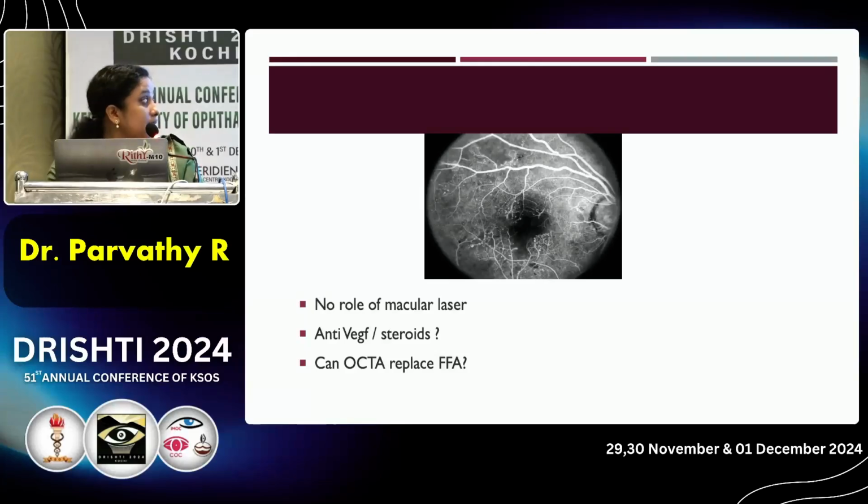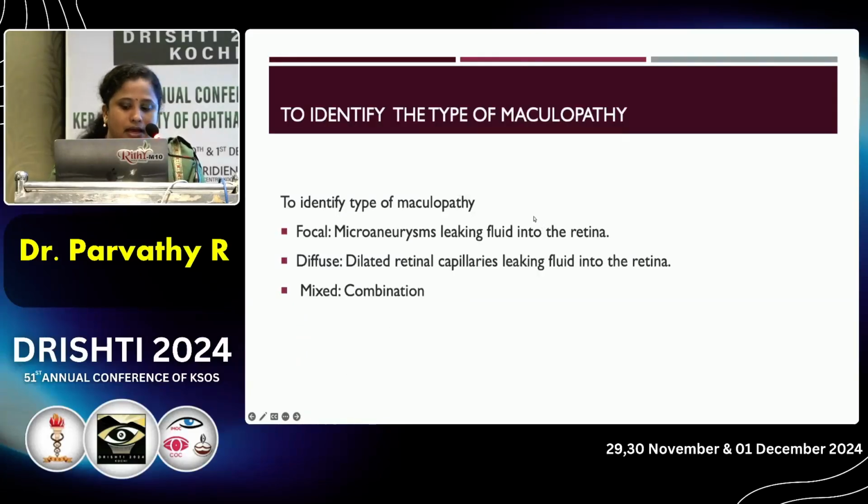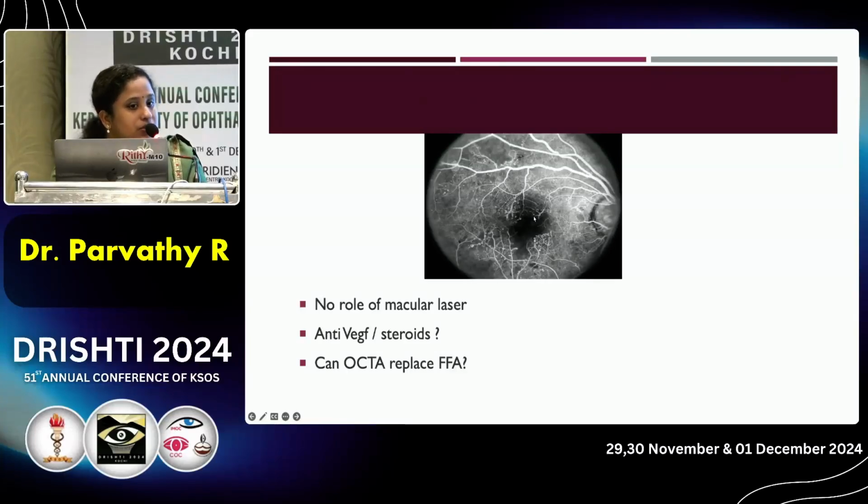And here we can see a case of macular ischemia, and the question is whether there is no role for macular laser in this type of ischemic maculopathy. Whether anti-VEGF and steroids can help, that is questionable. And can OCTA replace FA? Actually, OCTA is a very good tool to identify ischemia. But in case of diabetic macular edema, due to the edema and fluid, there will be errors occurring in the OCTA segmentation, and also the capillary density will be falsely reduced in cases of edema. So, FFA stands better than OCTA in diagnosing macular ischemia.